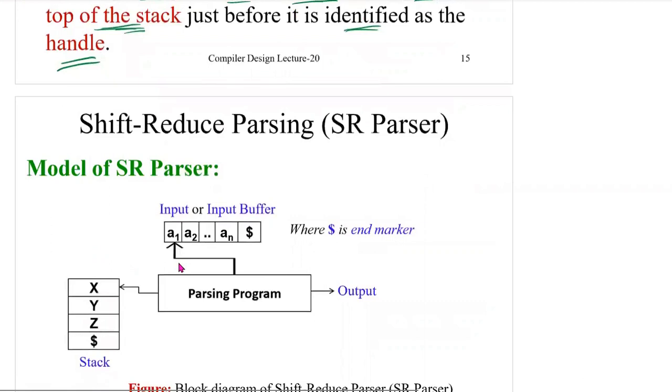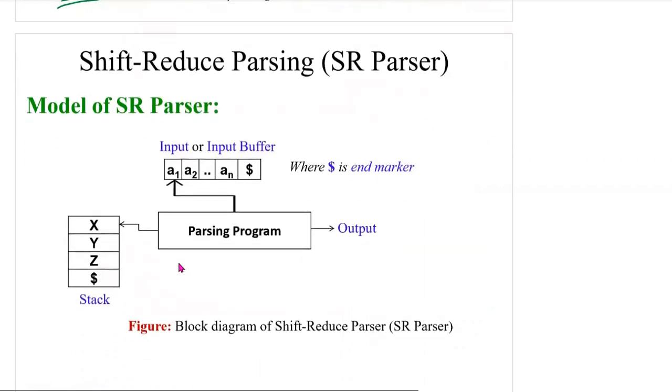Now let us see the model of the shift reduce parser. By seeing this diagram, you can recall the predictive parsing model, which is everything the same. The only difference is that the predictive parser has a parsing table, but here in the shift reduce parser there is no parsing table. The remaining components are the same. The first component is the input buffer, which holds the input ended with dollar, where dollar is the end marker.